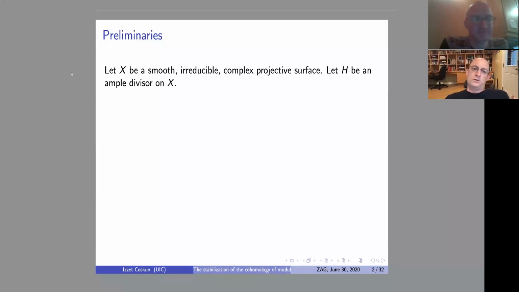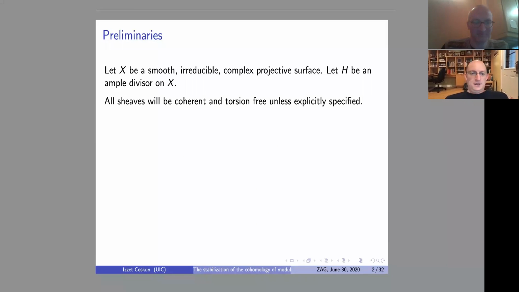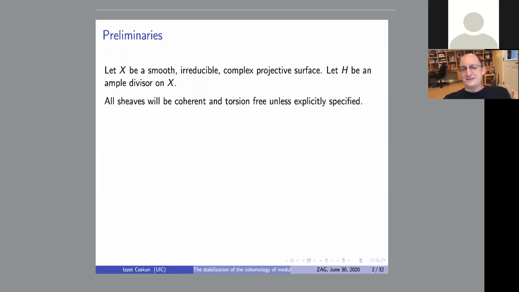So we'll work on a smooth, irreducible, complex projective surface, and H will be an ample divisor on X. And all the sheaves here that we talk about will be coherent and torsion free unless I explicitly say so.